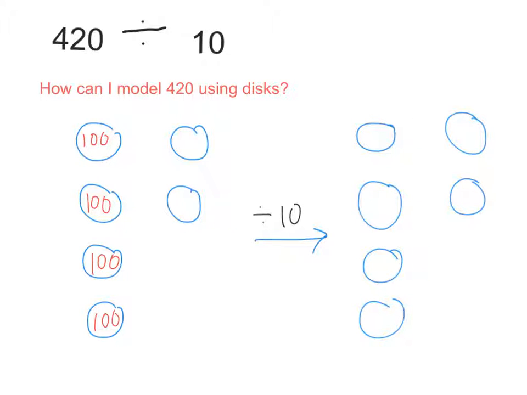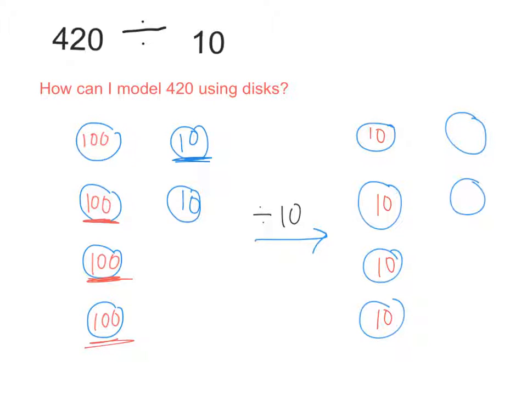Now if I have 400 discs, is that 420? No. I also need how many 10 discs? 2. Now, all together on the left-hand side here, have I modeled 420? Yes. Okay, let's divide each disc by 10. If I'm going to share 100 equally by 10, how many do I end up with? What's 100 divided by 10? 10. What about this 100 here? If I want to divide this one by 10, how many do I get? 10. What about this 100? 10. And finally, this last 100, I get? 10.